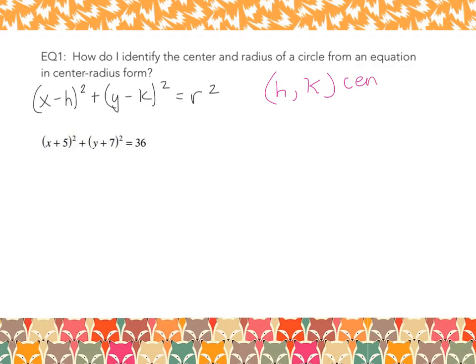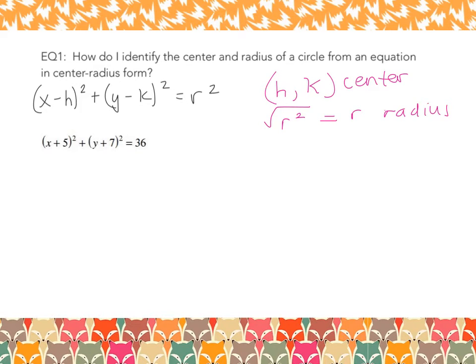So the center. And then we know that the radius is going to be r. So if I know what r squared is, I know that I could take the square root of r squared to get r, which is going to be the radius.